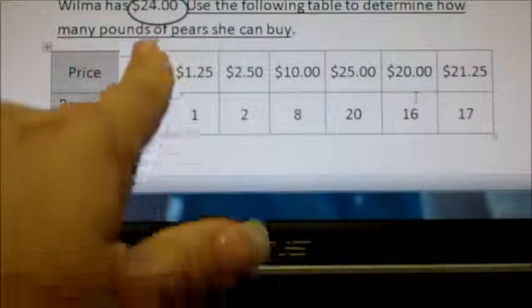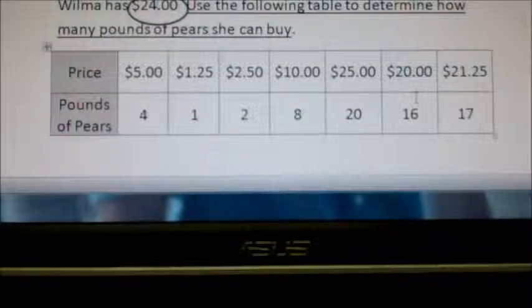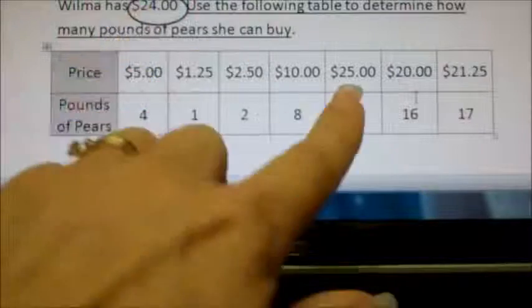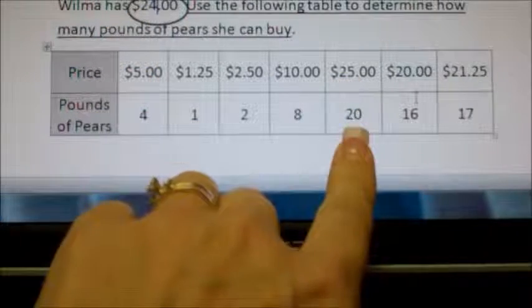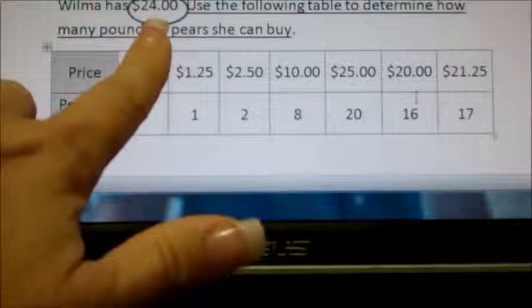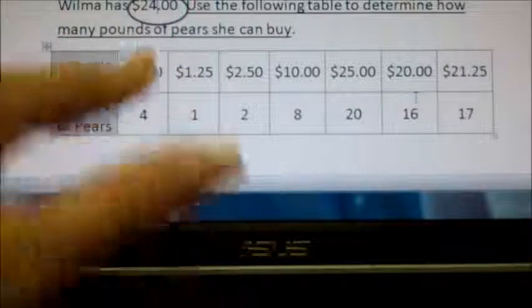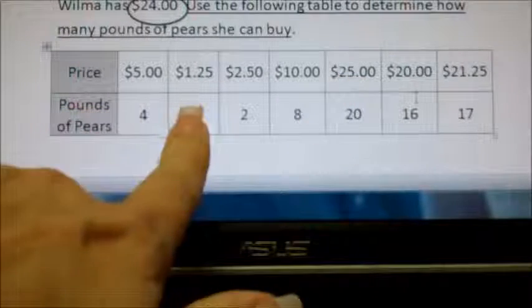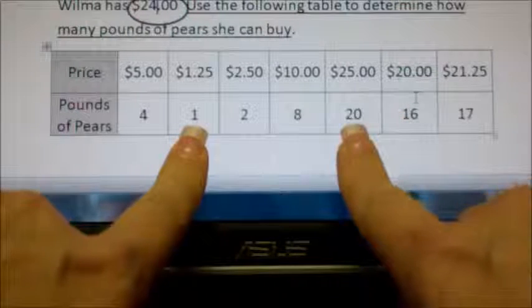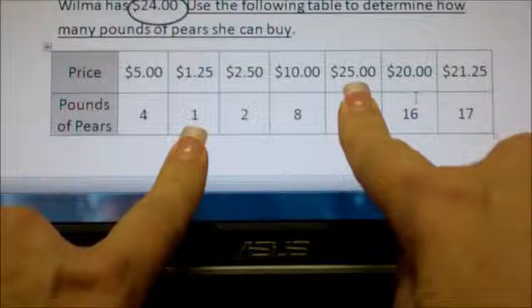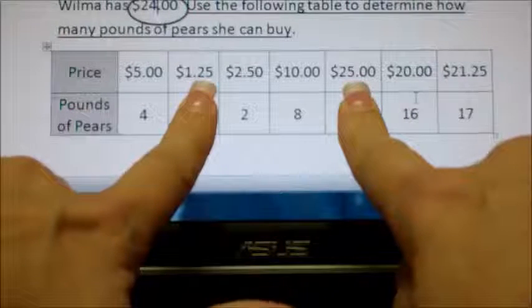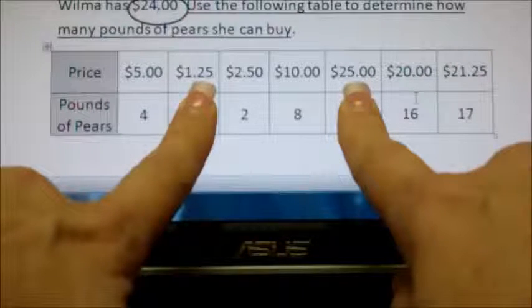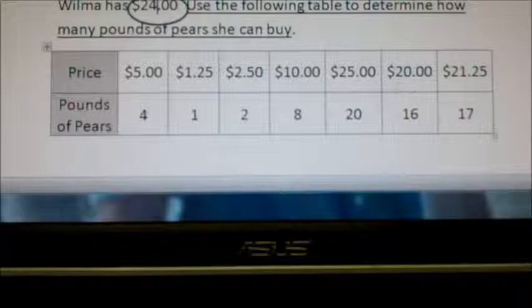So as you look at the chart, I didn't add anything, I didn't change anything, I just kept it the same. And then I thought to myself, if I have $25 and that's 20 pounds, and I have $1 less, maybe I could subtract a pound or two. Let's see, if I subtract 1 pound from 20 pounds, that means I would have to say $25 minus $1.25, and that would be $23.75. Let me think about this.